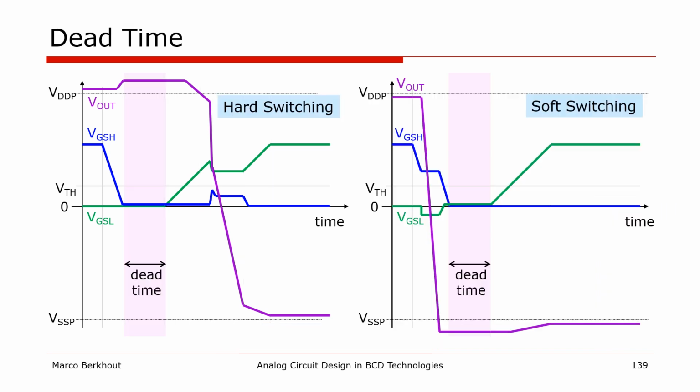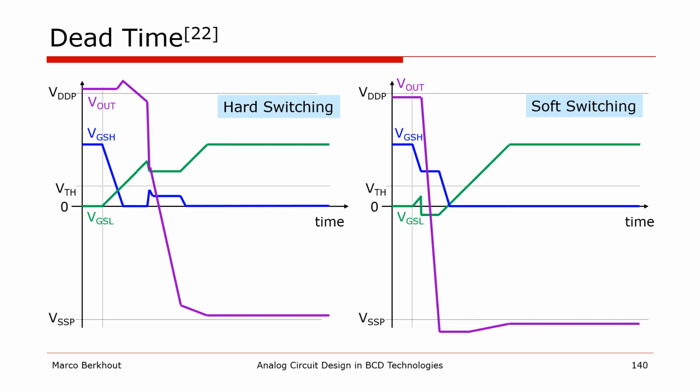Shown here side by side are the output and gate to source voltages of the power FETs for hard switching and soft switching scenarios. And as you may have noticed, in both scenarios there is a dead time where nothing happens and can actually be considered a waste of time. So as it turns out, you can actually skip dead time altogether without creating problems, as long as the gate drivers are sized properly.